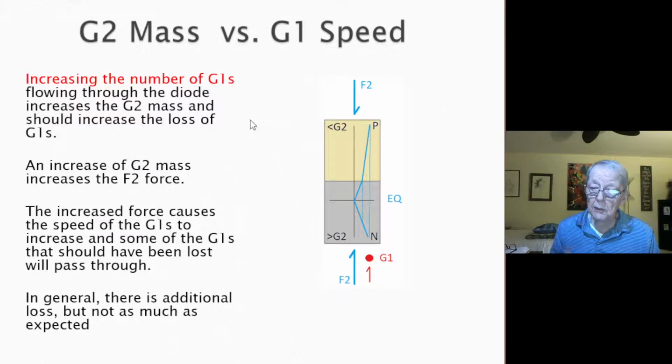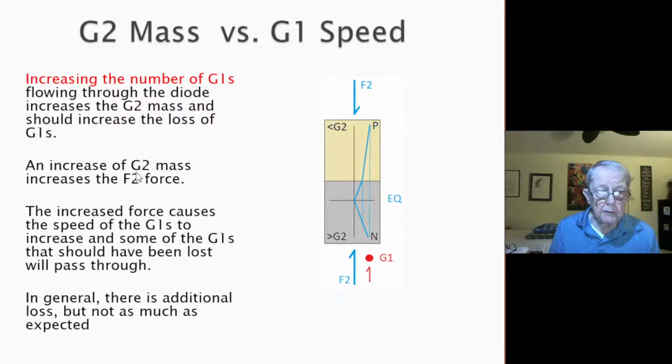Now, here's a sequence that is really critical, need to pay attention. Now, I'm going to talk about increasing the number of G1s. Instead of one coming in here, I'm going to have 1,000 come in. But when I increase the number of G1s flowing through the diode, it increases the G2 mass. I'll get to that point in a minute. It increases the mass, and it should increase the loss. So if I had 1,000 going in and I increase it by 100, it ought to increase the loss by 100.